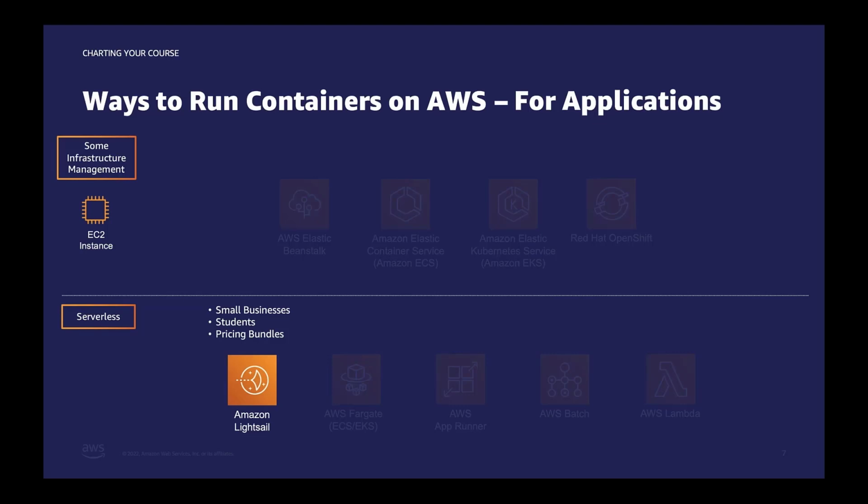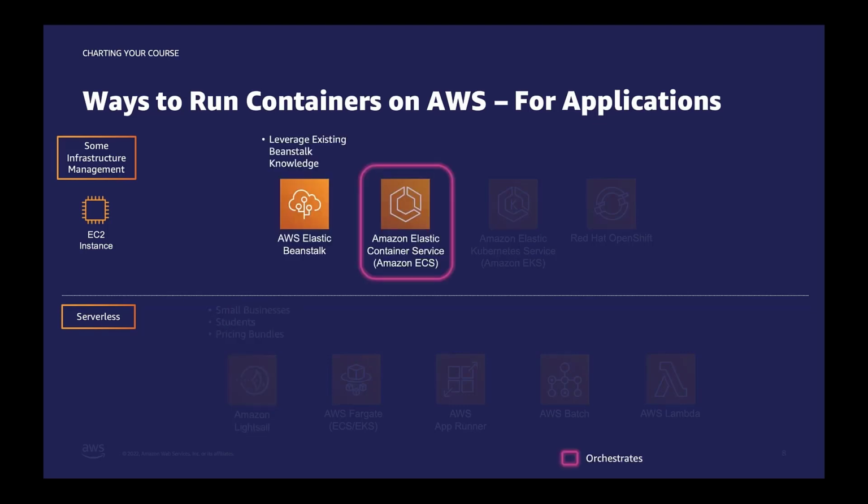If you have existing Beanstalk knowledge, you can leverage Beanstalk to deploy containers. Now, one item of note is that with Beanstalk, the unit of scale is the EC2 instance. What I mean by that is that if there is a scaling event, Beanstalk is going to launch a new EC2 instance and then deploy your container to that VM. So you have to be conscious of the size of the VM you're using because it is a 1-to-1 ratio.